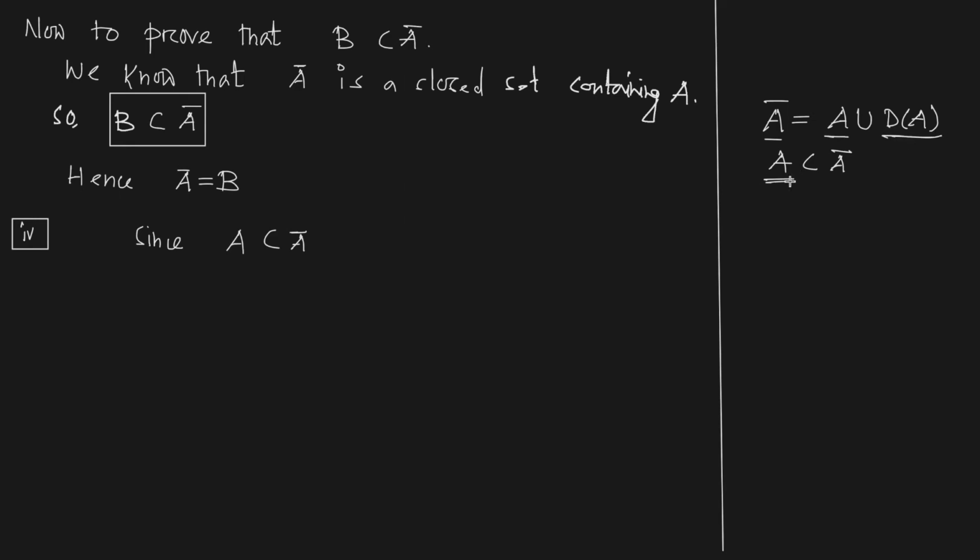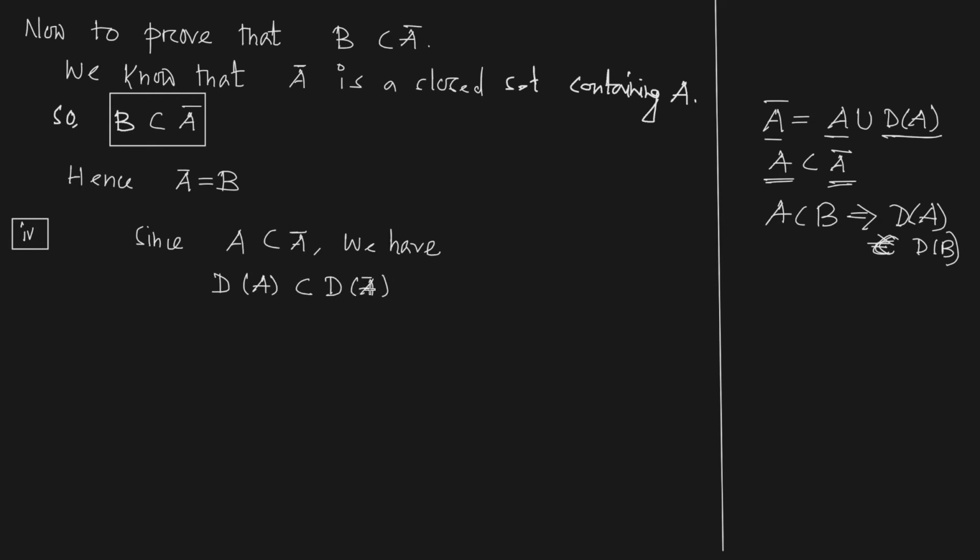তাহলে A bar এটা কার মধ্যে কন্টেন করবে? A bar এর মধ্যে কন্টেন করবে। একটু আগে আমরা রেজাল্ট জানি, যদি A সাবসেট B হয়, তাহলে derived set of A, that is a subset of derived set of B. ঠিক, so since this, we have derived set of A, that is a subset of derived set of A bar.